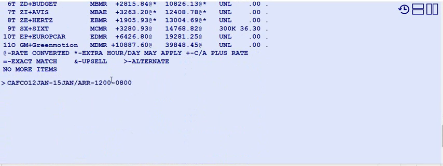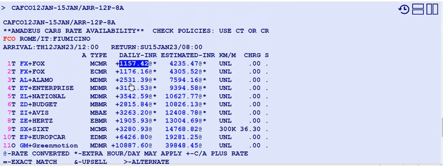So instead of 1200 hours, I should mention here 12 PM, and 800 hours I may mention here as 8 AM. Is it working? Okay, it's giving exactly the same information. So both the 12-hour clock system and the 24-hour clock system are working fine.